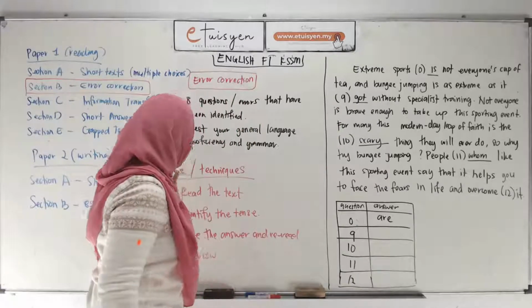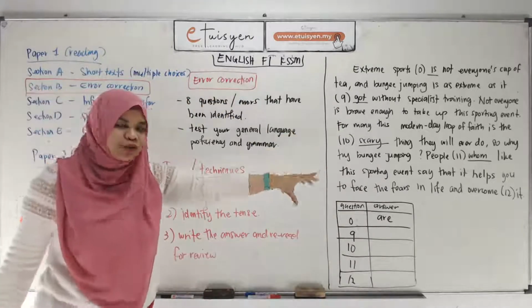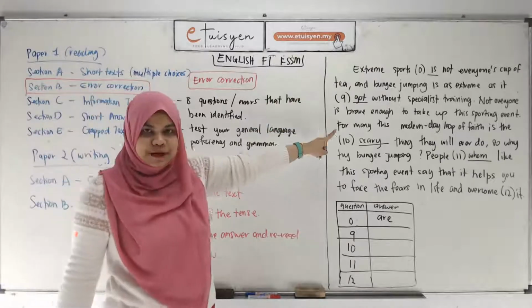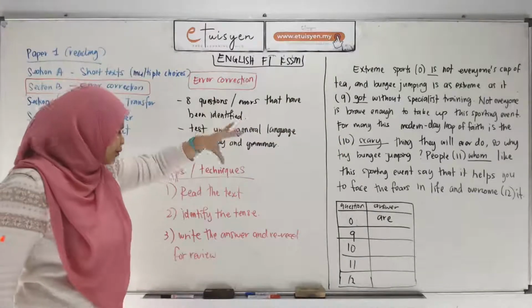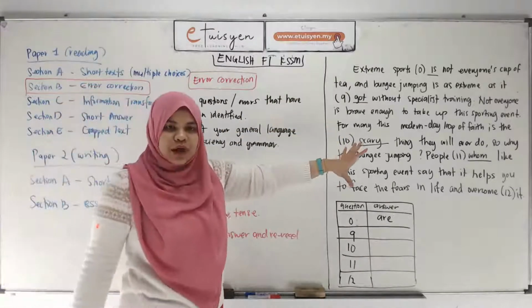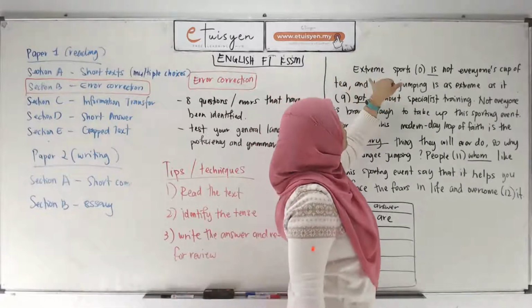Okay, macam Miss tengok bagi kat tips ni kan, kita kena baca semua dulu and then kita identify tense dia apa, present ke, future atau past, and then kita betulkan diorang. Okay, so kita buat ikut teknik tu. So the first one, kita baca dulu.